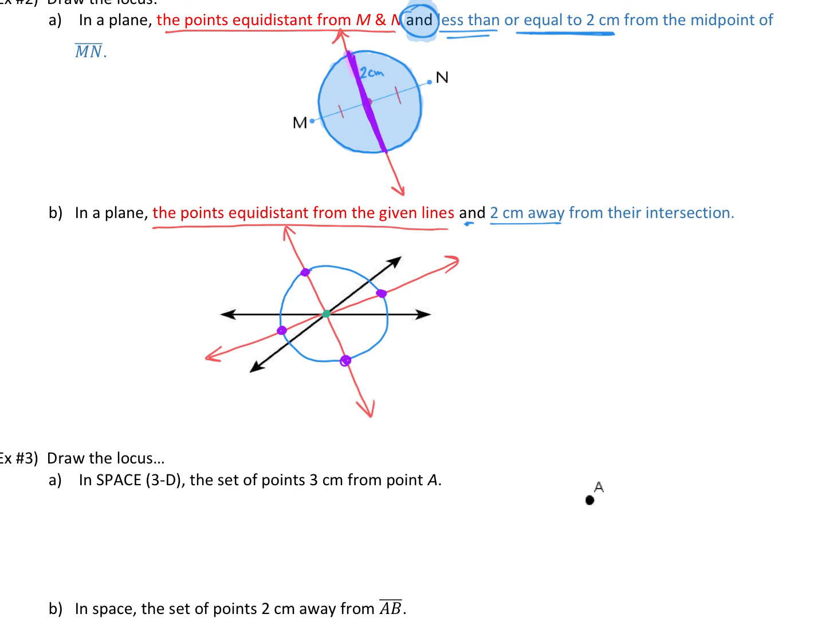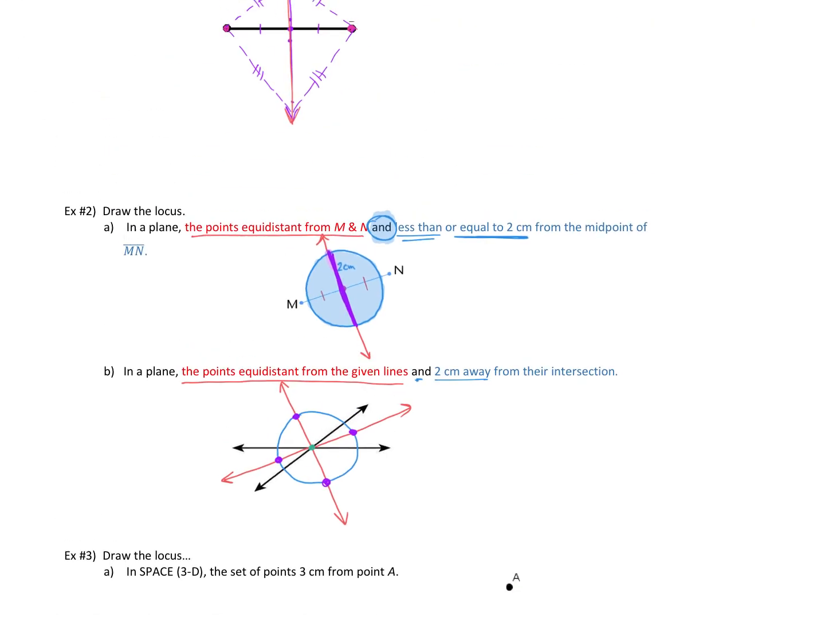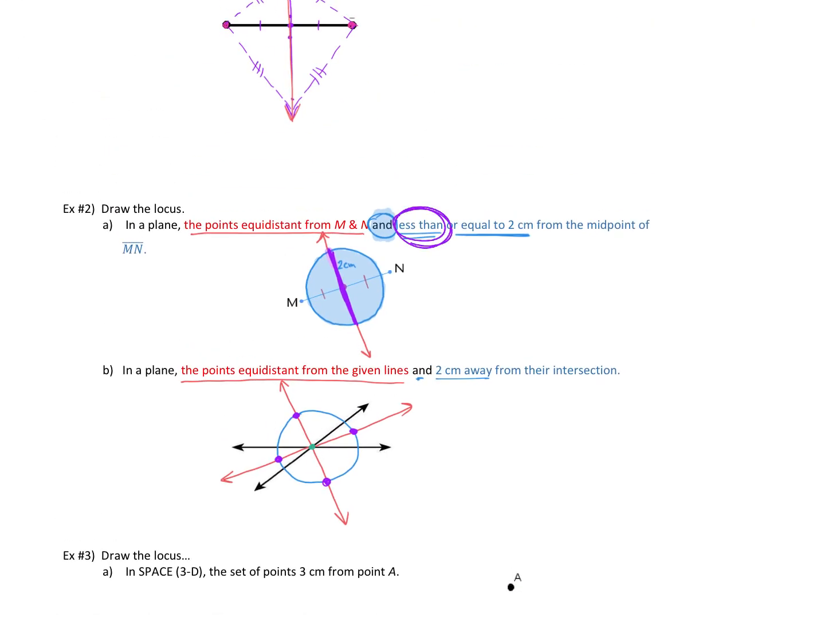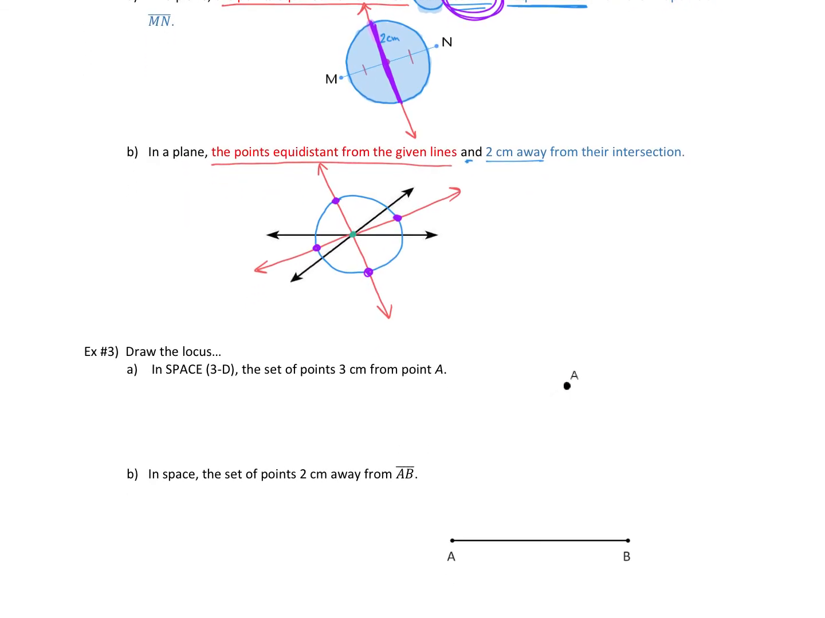How come in the other one it was like a line? Because of this. Less than or equal to means we had to shade that circle in, right? This just says everything 2 centimeters away, so we don't shade it in then. Questions on that?